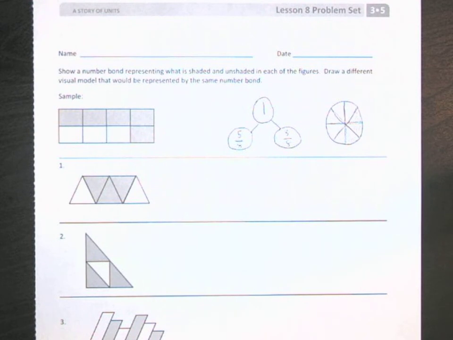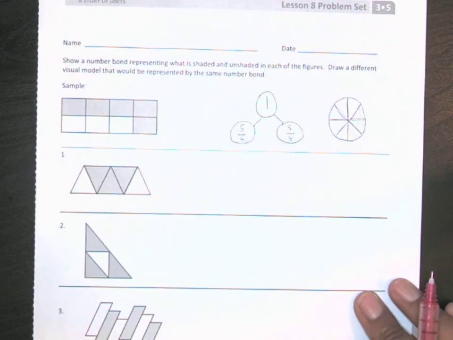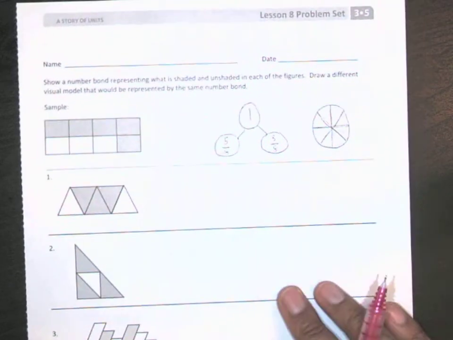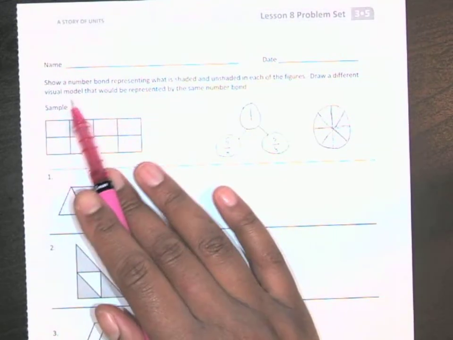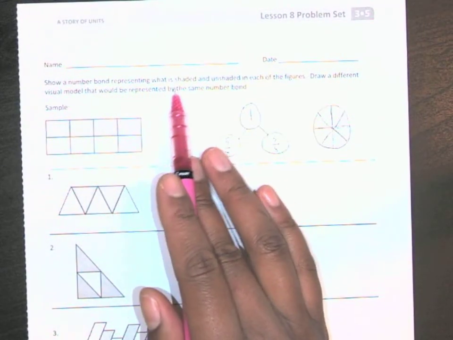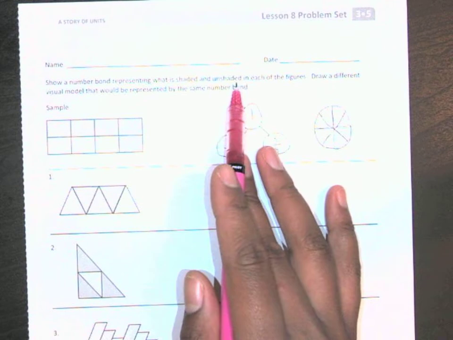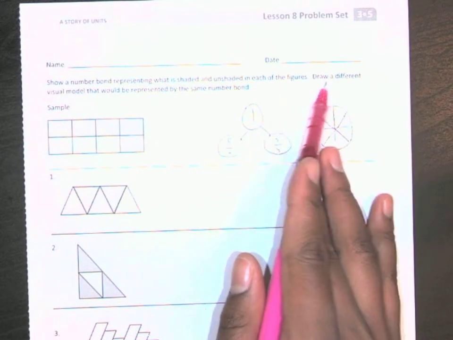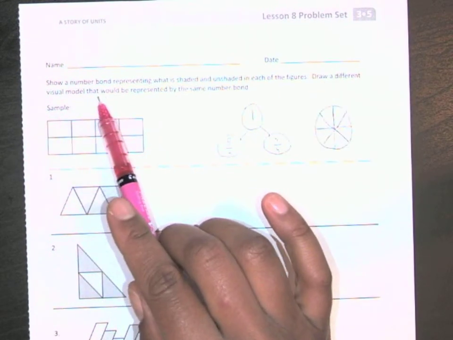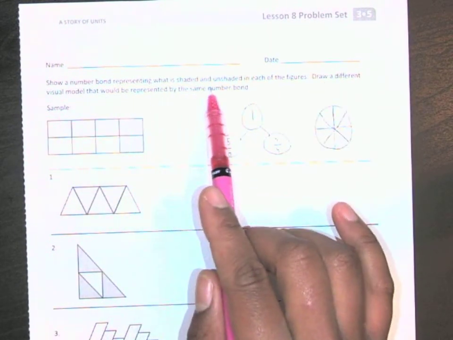Okay, so I won't be going through each problem for you all. I'll be checking your work when I get your packets. So number 1, it says, show a number bond representing what is shaded and unshaded in each of the figures. Draw a visual model that will be represented by the same number bond.